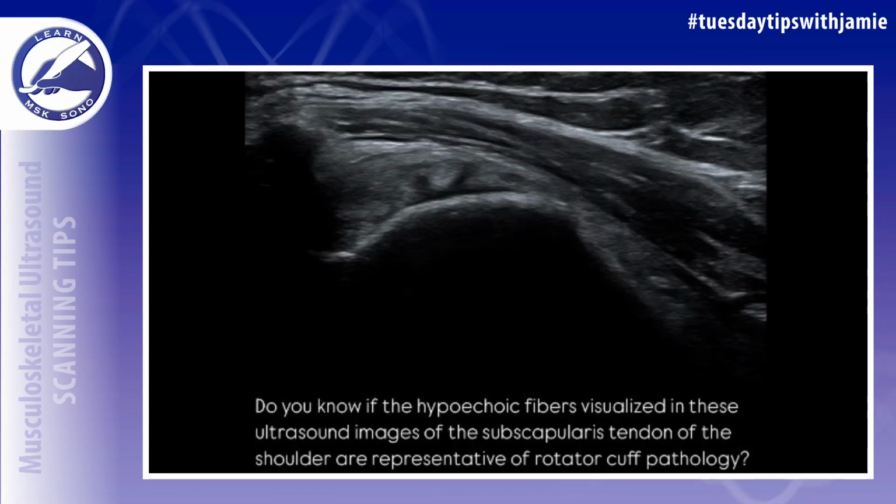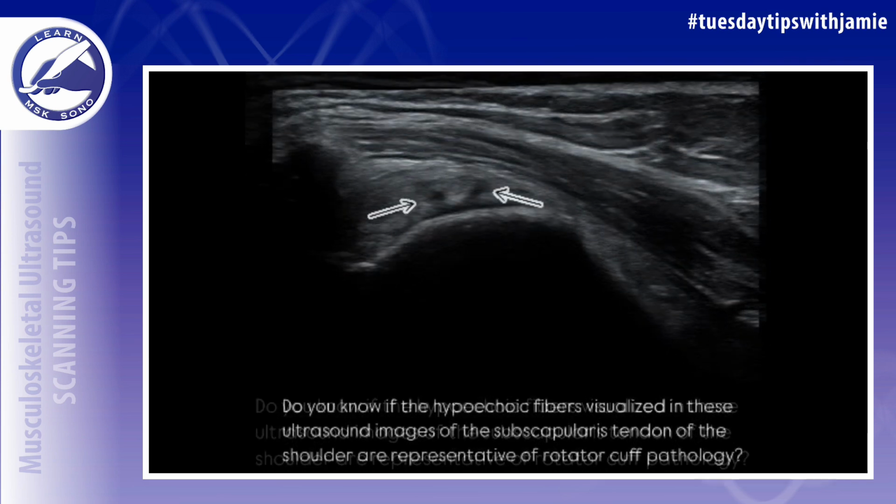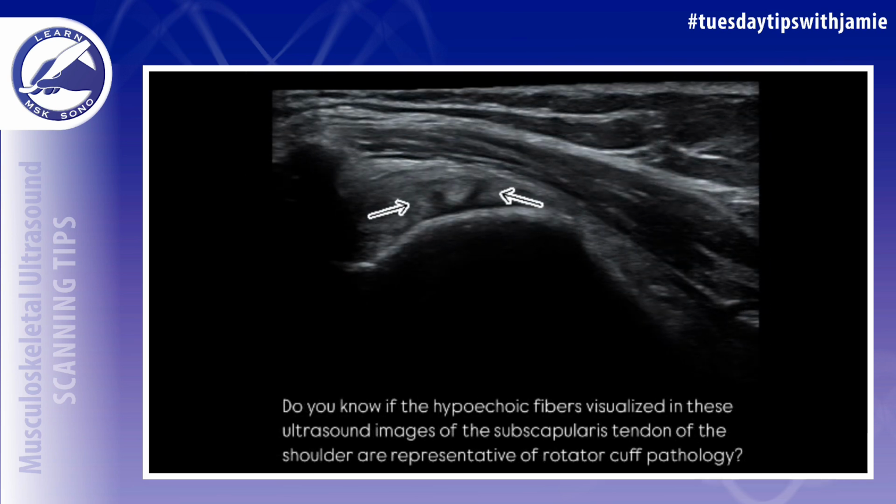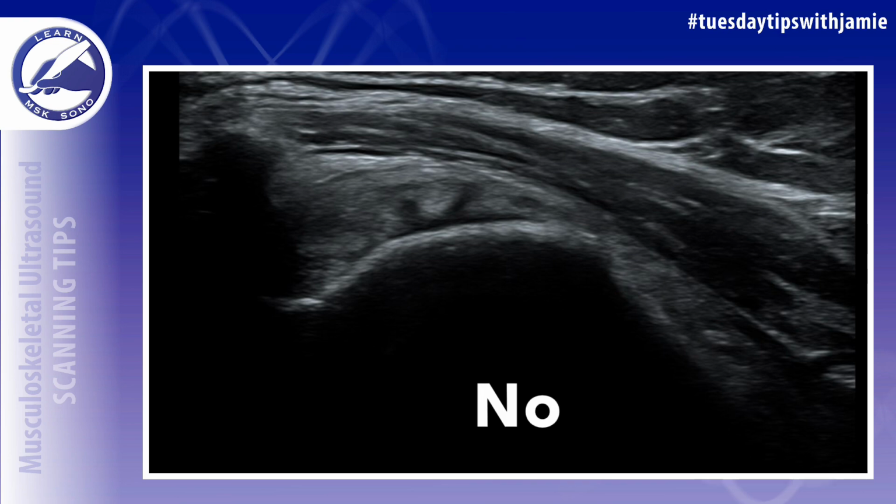Do you know if the hypoechoic fibers visualized in these ultrasound images of the subscapularis tendon of the shoulder are representative of rotator cuff pathology? The answer is no.